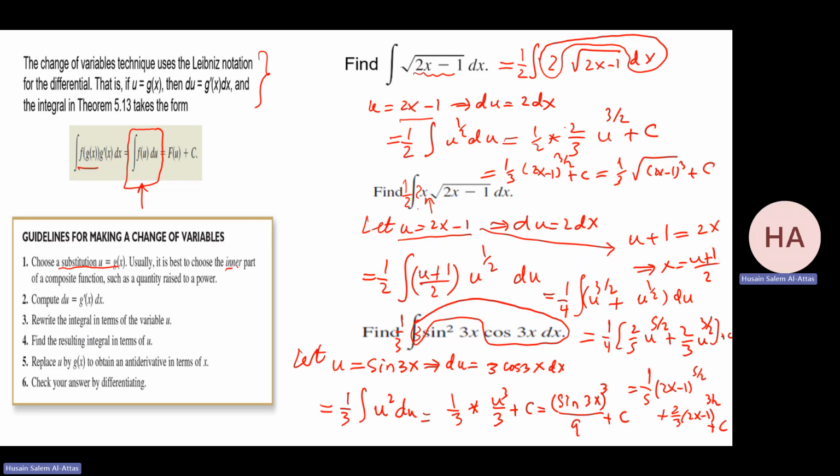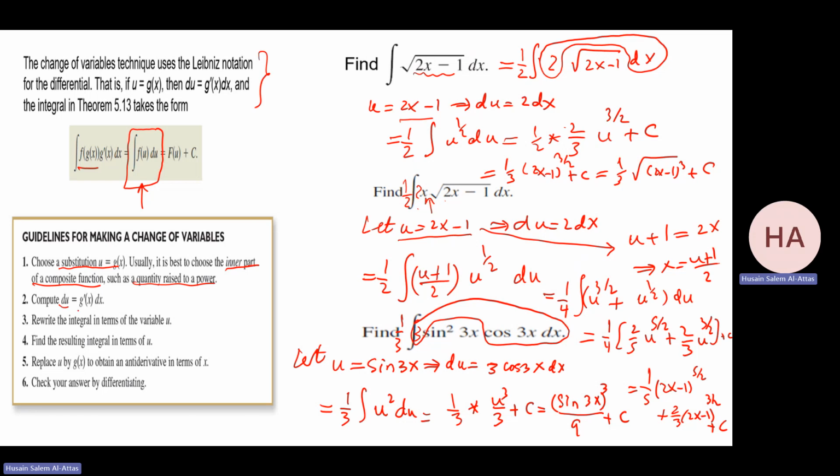Usually it's best to choose the inner part of the composite function, like sine 2x all squared, I choose the inner part, which is sine 3x. Here I have 2x minus 1 to the power half, and the inner part is 2x minus 1. Usually this is the way you look at it: a quantity raised to a power.